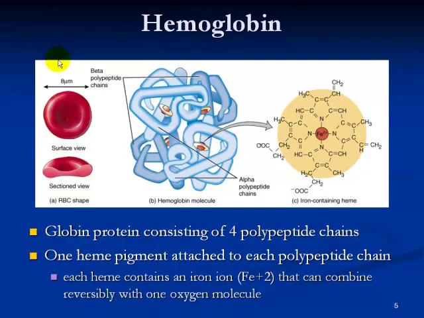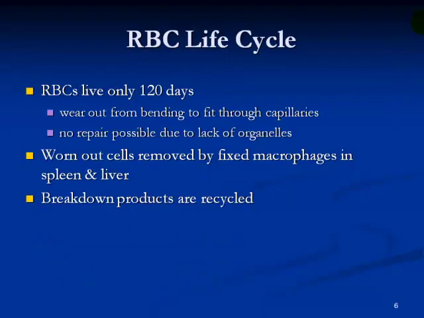Here's a picture of hemoglobin, a couple of different pictures. One deals with the size and the shape, so that's all the way on the left. In the middle, you see the actual hemoglobin molecule, which is a quaternary protein. And the key to remember about this protein is that it has an iron base, an iron core. And iron is what gives it its ability to carry oxygen.